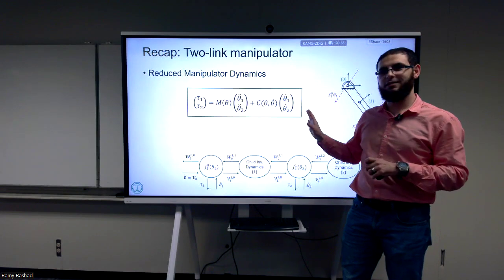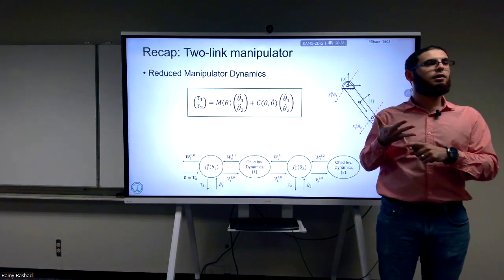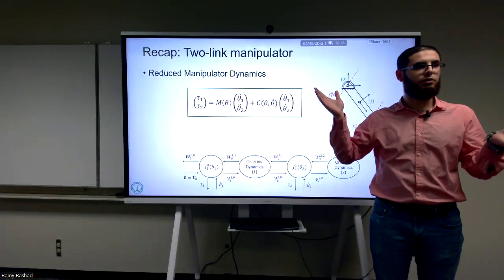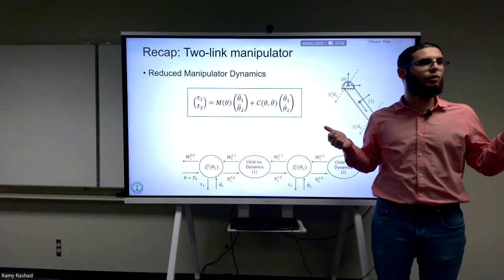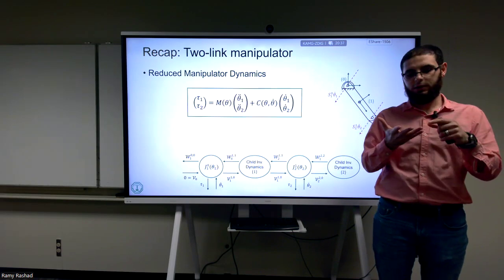Okay. So that's it. That's the dynamics. So now you should be able to model any n-link manipulator. Okay? So if you have an n-link manipulator in the project, good luck with that. If you have the quadrotor, you already can do that, we already covered that. If you have a multirotor UAV, you already can do that.